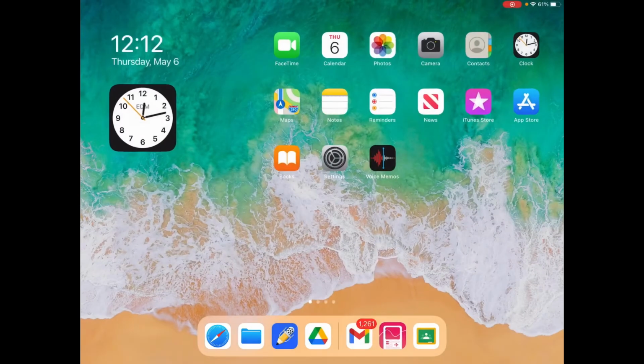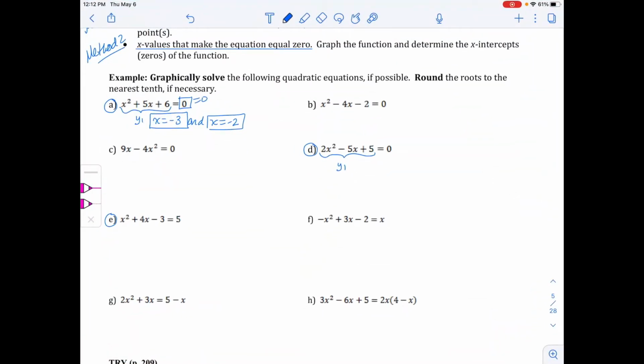Okay, I'm just going to do a quick sketch here. What that looked like was something like this. And of course, we know that our y-intercept here was 5 because that's our constant. Okay, y-intercept is 5, there's our c value. And if I do just a quick graph here, it looked something like this.